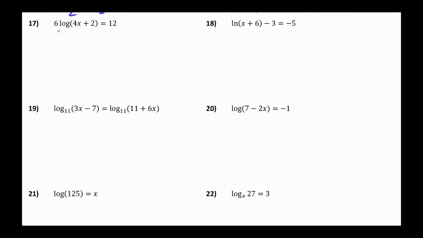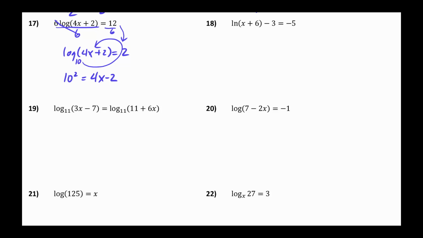Question 17. 6 times the logarithm of 4x plus 2 equals 12. Start with the outside. Get rid of the 6. 12 divided by 6 is actually fairly nice. So I get log of 4x plus 2 equals 2. In order to get rid of all this stuff and get to the x, I'm going to actually have to do the swirl. 10 to the 2nd equals 4x plus 2.